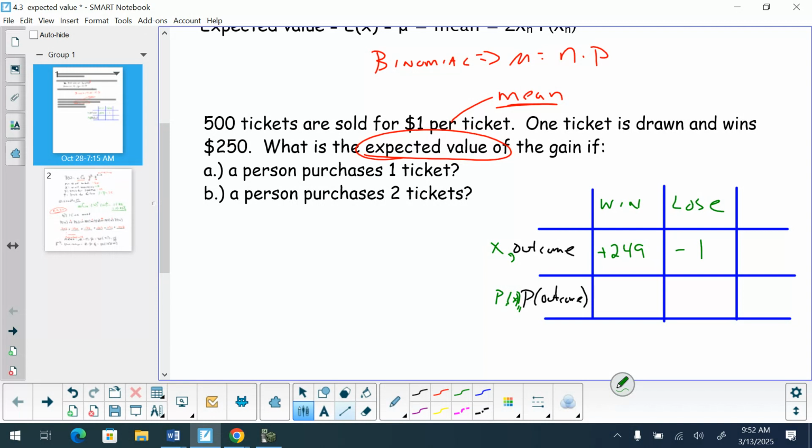What is your probability of winning? How many winning tickets do you have? 1 out of 500. And how many losers are there? 499 out of 500.